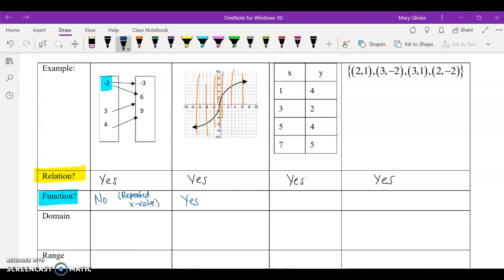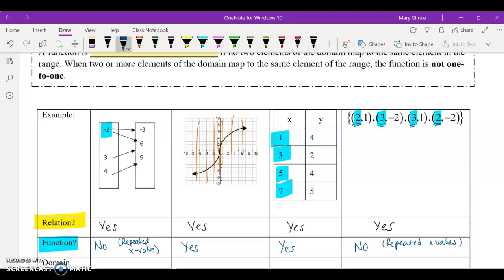The next one, you look for your x values: 1, 3, 5, 7. There are no repeats there, so yes, this is a function. And then for the last one, our x values are 2, 3, 3, and 2. For those x values, you notice we have two 2's and two 3's. So no, this is not a function because there are once again repeated x values. So those are our first two new terms.